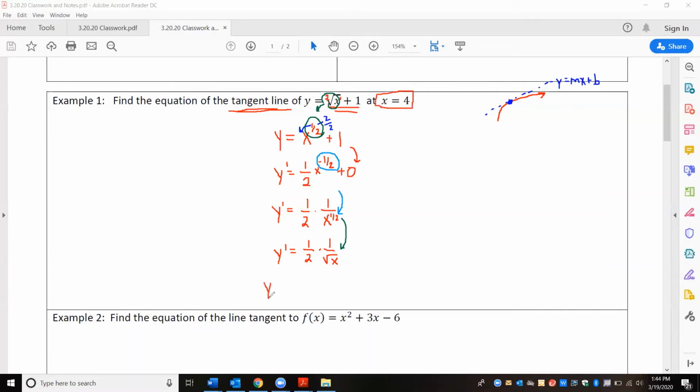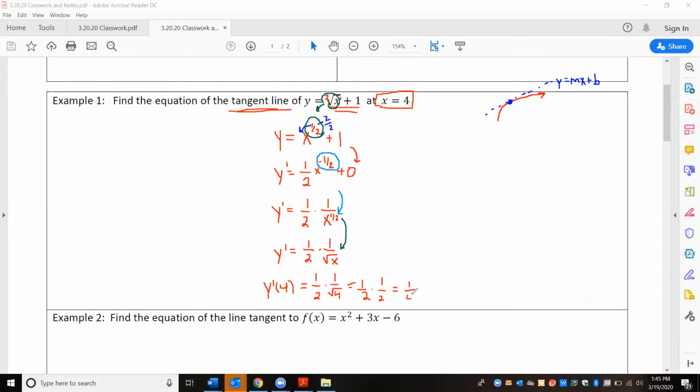So in this case, we're going to find the slope at 4 by plugging in 4 to that derivative where the x is. So this turns into 1/2 times 1/2, knowing the square root of 4 is 2, which gives us 1/4.